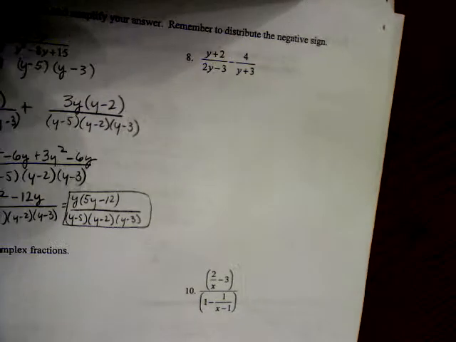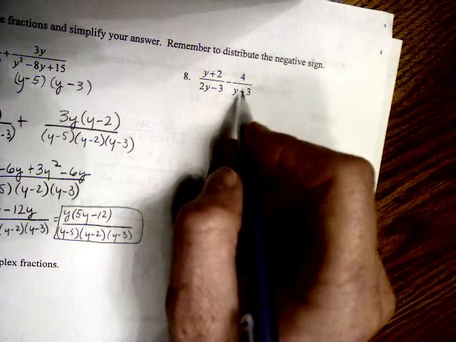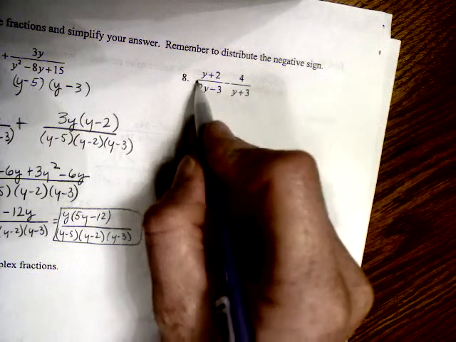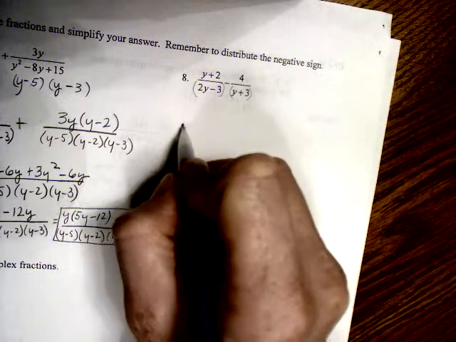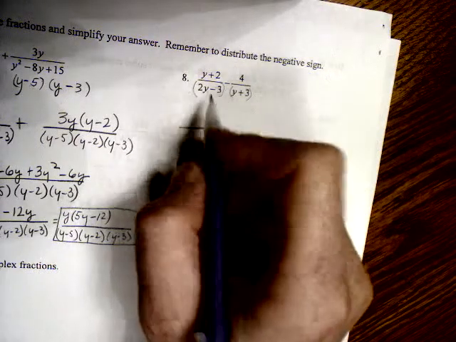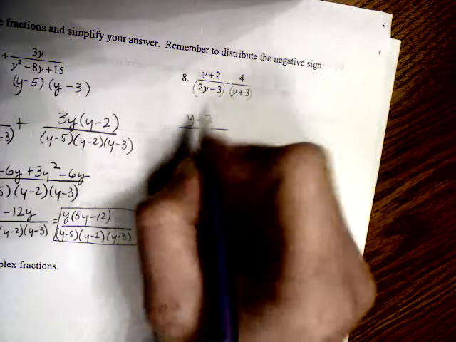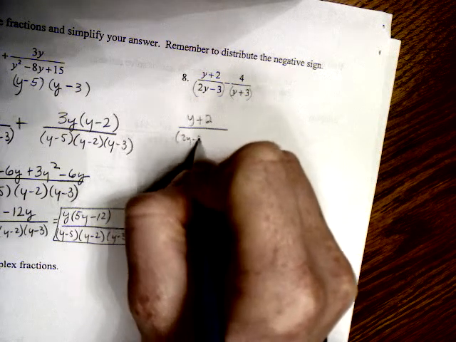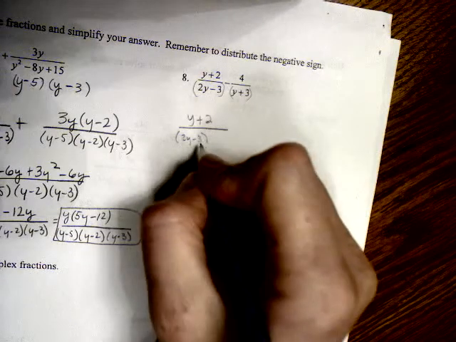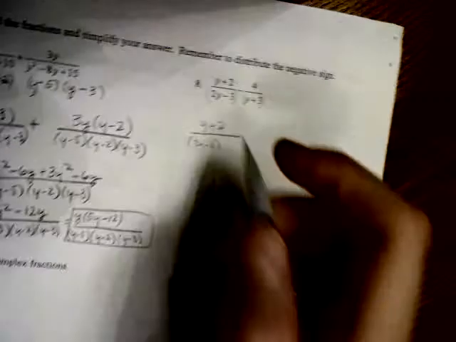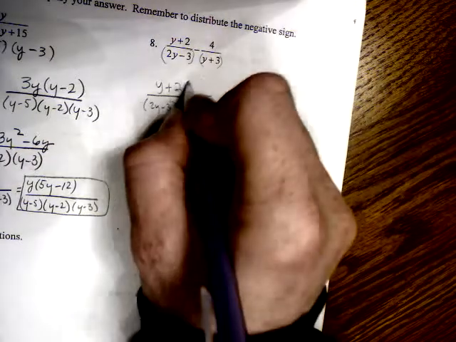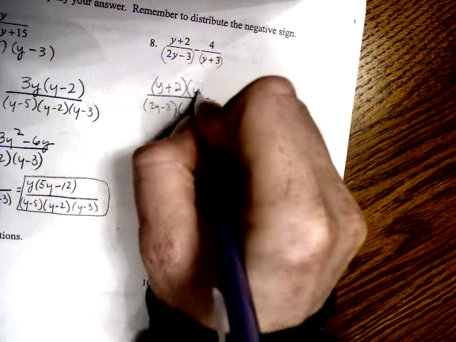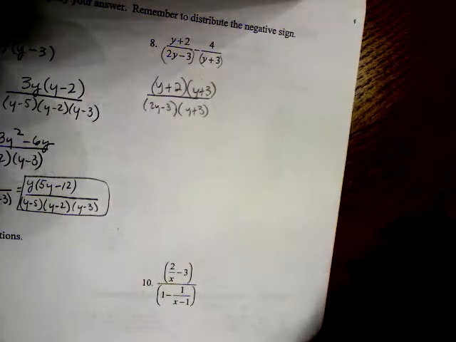Okay, number 8, we need to get a common denominator. So we're going to need this factor, 2y minus 3, and the factor y plus 3. Okay, so we're going to do y plus 2 over 2y minus 3, and I have to multiply by the other denominator, which is y plus 3. Since I didn't have that in my original problem, I have to put it on the top as well. So we'll have to multiply by y plus 3.